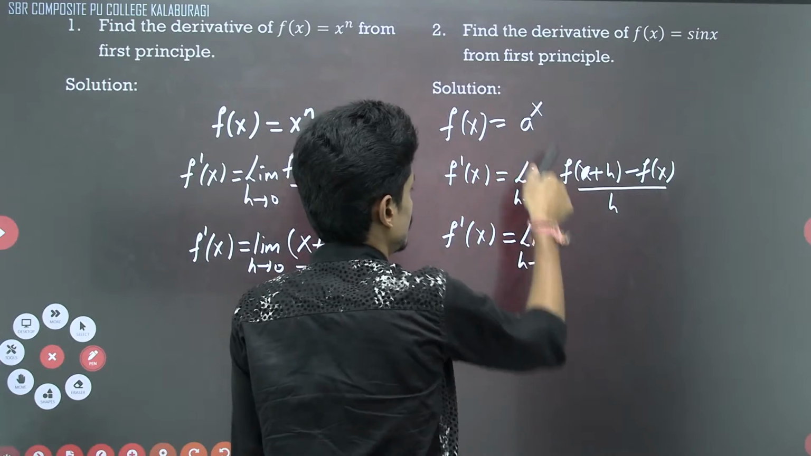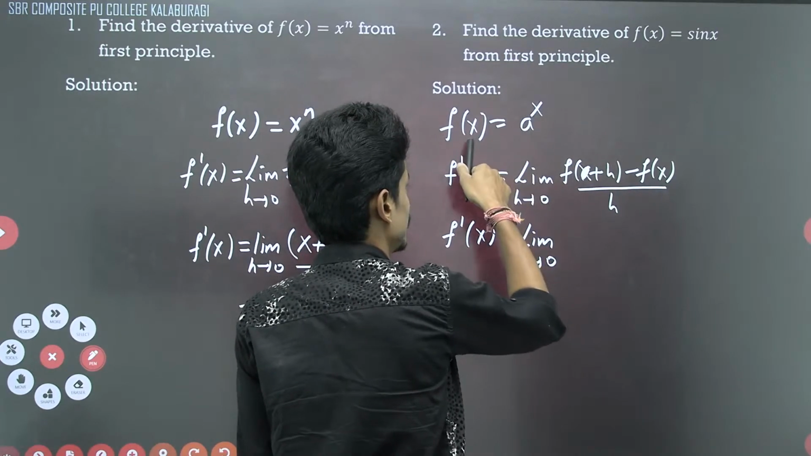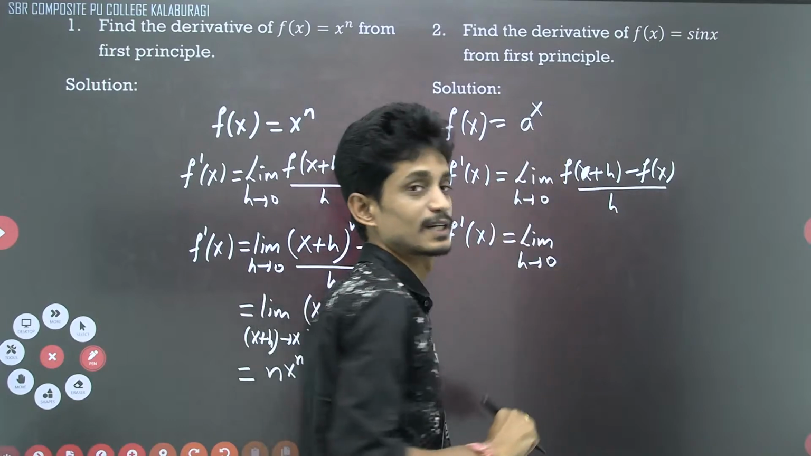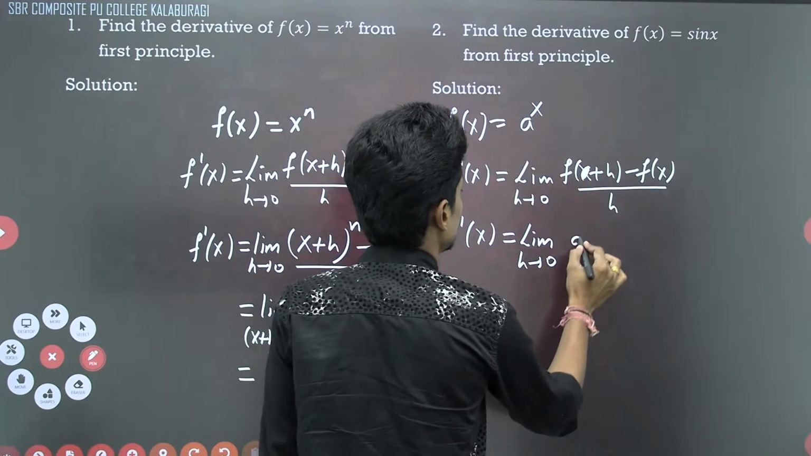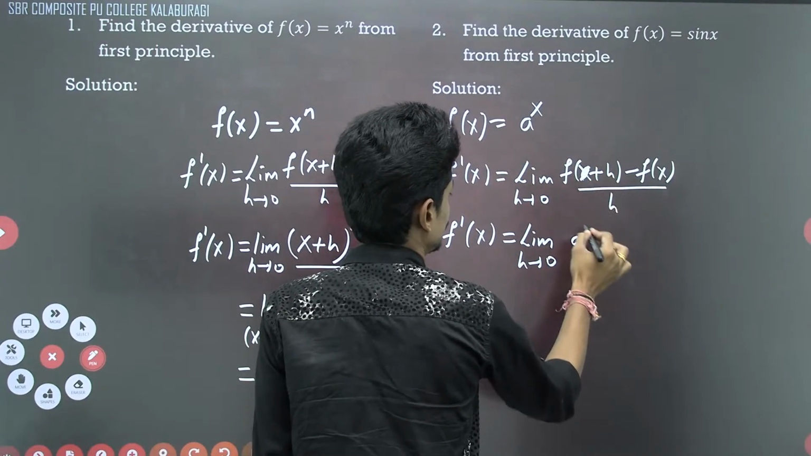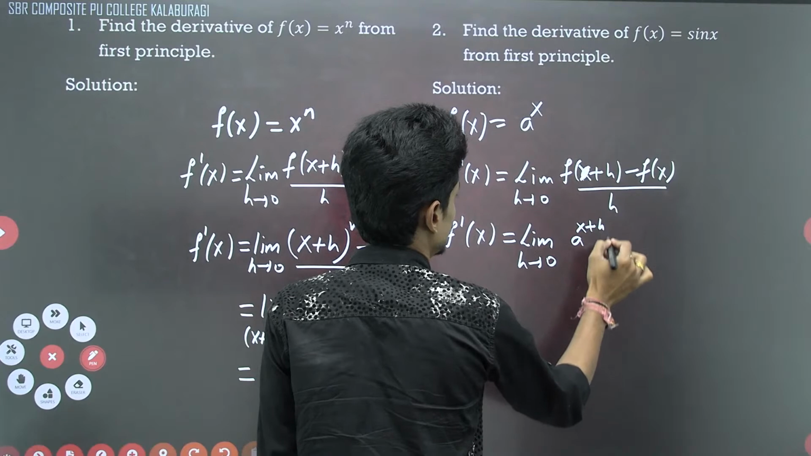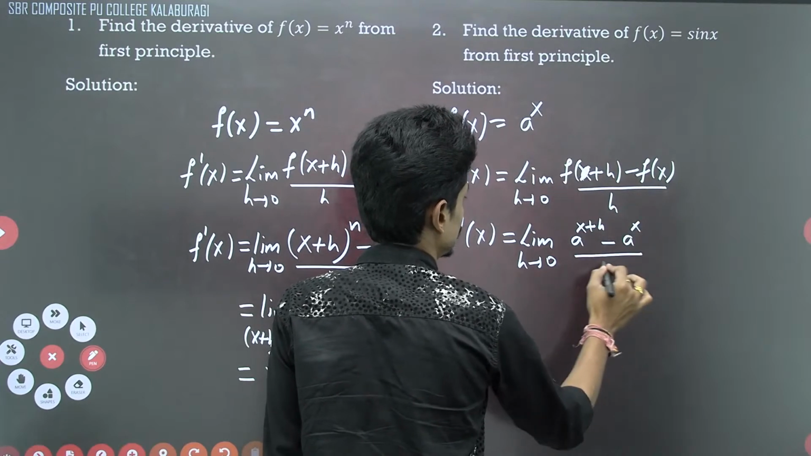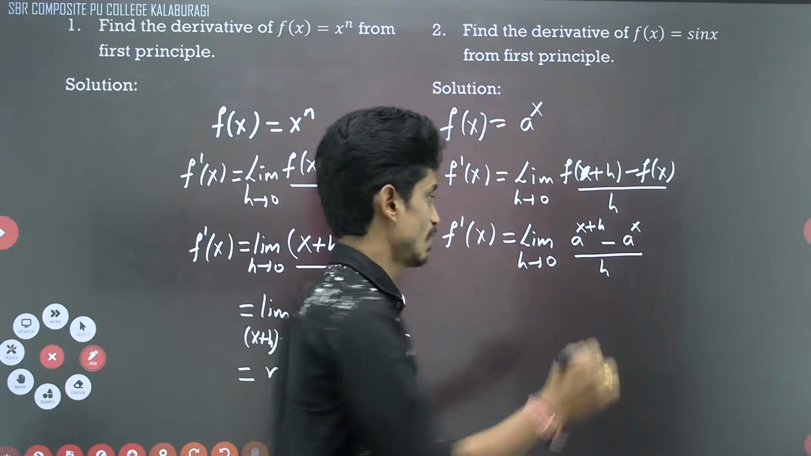f of x is a power x. f of 2 is a power 2. f of 100 is a power 100. f of x plus h is a power x plus h. So a is kept as it is, and in the place of x we have x plus h. Minus f of x, which is a power x, divided by h.